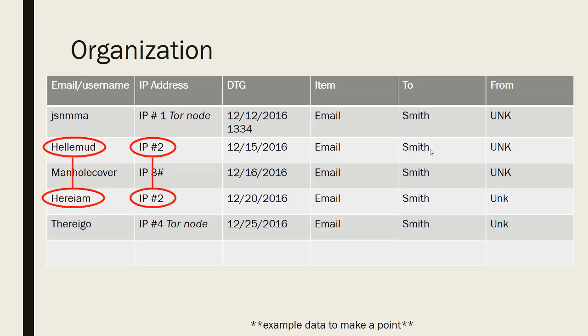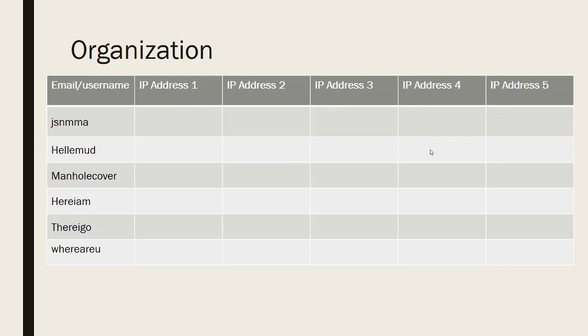So by doing that, you can quickly see that, for example, these two user accounts: Hella Mud has IP address number 2, and it looks like Here I Am used the same IP address, number 2. So this practically ties those two user accounts together. So if you had multiple email accounts sending emails to your victim or victims, and you have a matching IP address, then you just tied at least two or more of those usernames together.